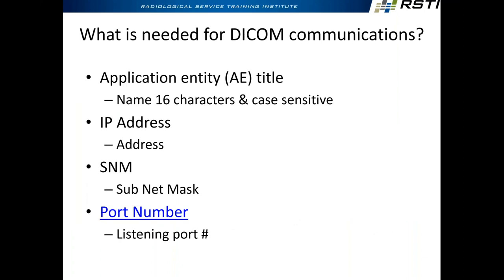We've already mentioned this. What do you need for DICOM communication? You need at least an AE title, an IP address, and a port number. I put subnet mask in there because it's something you want to know, because if the subnet mask isn't correct, that can cause devices on the same network to not communicate. So it's something you want to make sure, at a minimum, matches on the two devices. AE title, IP, and port number.